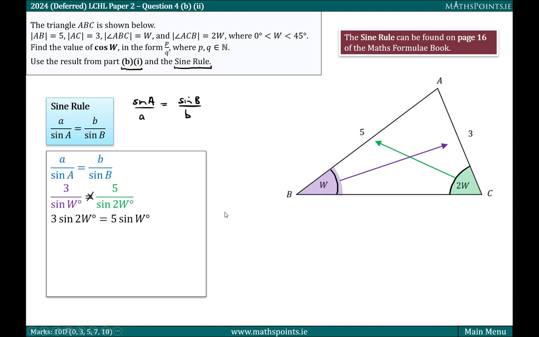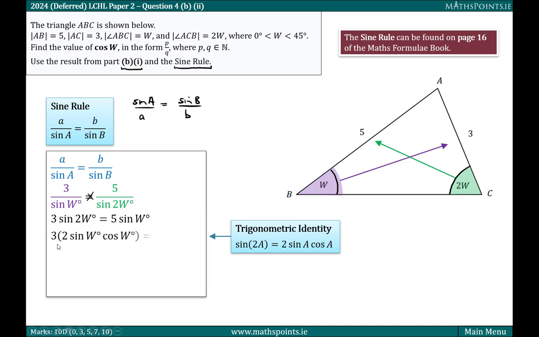and I'm going to get 3 sine 2w is equal to 5 sine w. Now we're trying to end up with the cos of w, and we might be looking at this thinking, how are we going to go from something that has the sine of 2w and the sine of w to something that has a cos w? The big hint in the question is that we're going to use the result from b part 1. The result from b part 1 was that the sine of 2a is equal to 2 sine a cos a. That means that the sine of 2w is equal to 2 sine w cos w. So we're going to replace the sine of 2w with that.